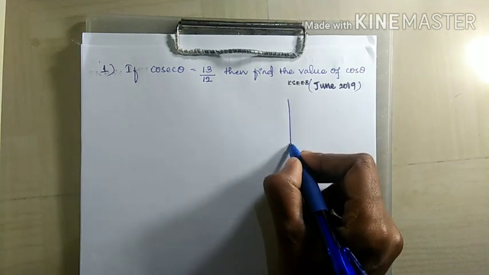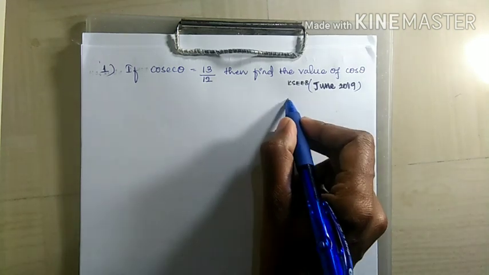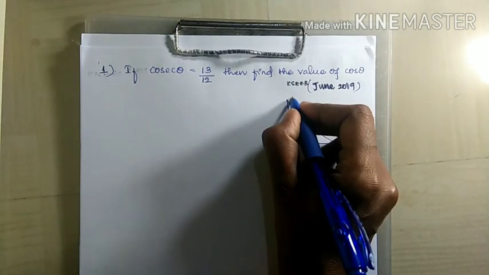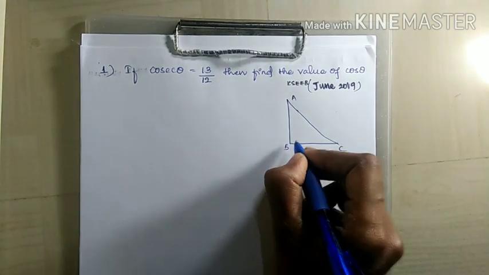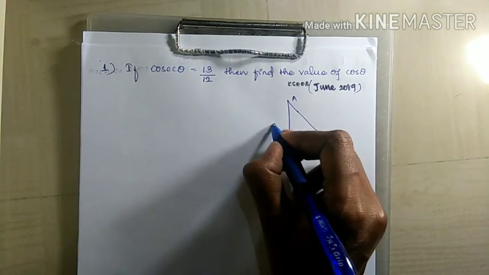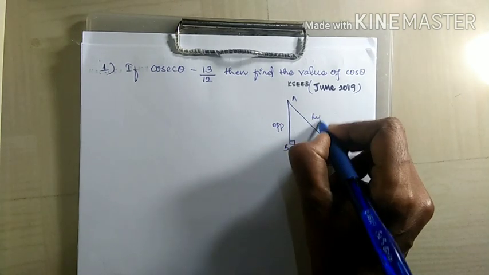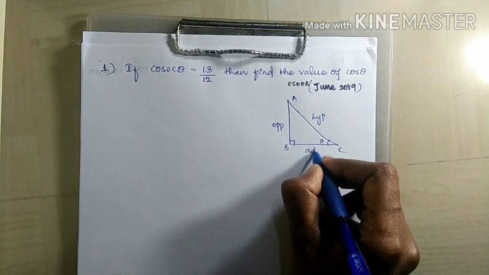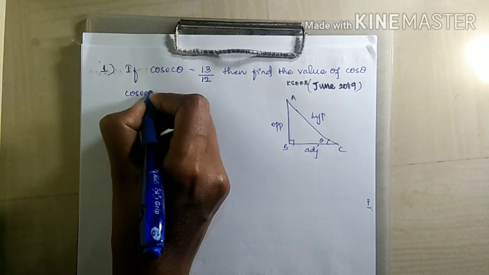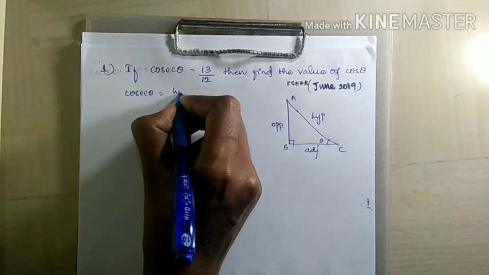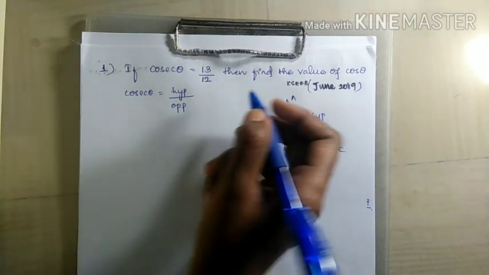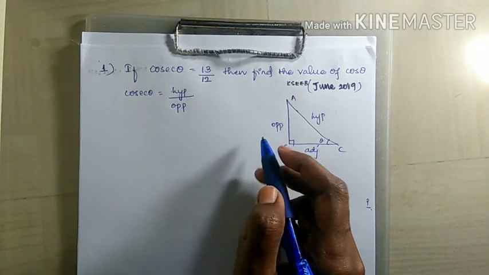So let me draw one right angle triangle. ABC is a right angle triangle. Here is theta. This is the opposite side, this is the hypotenuse and this is the adjacent side. So cosecant theta is nothing but hypotenuse by opposite, that is the reciprocal of sin theta.